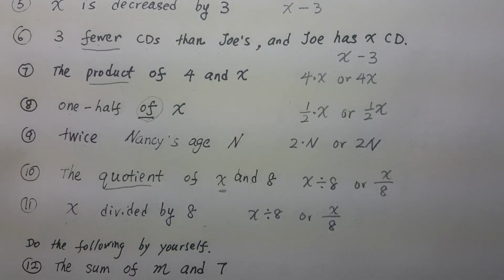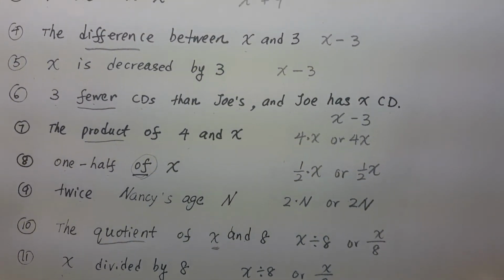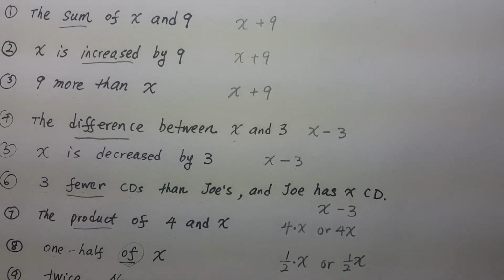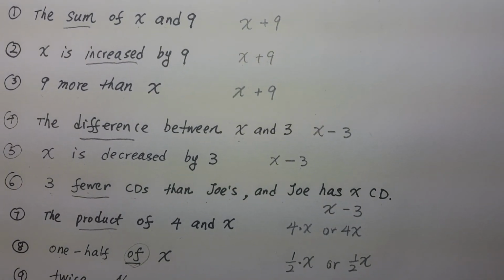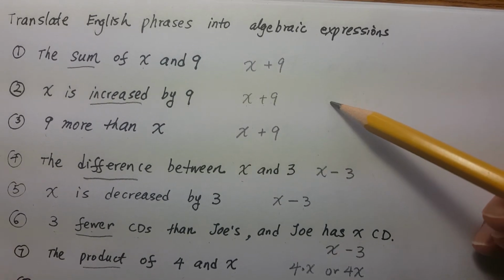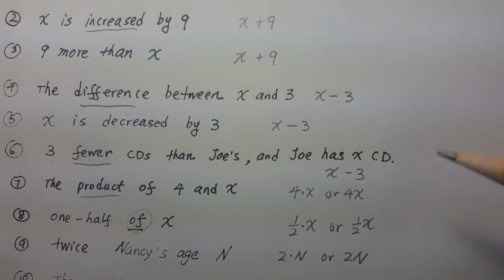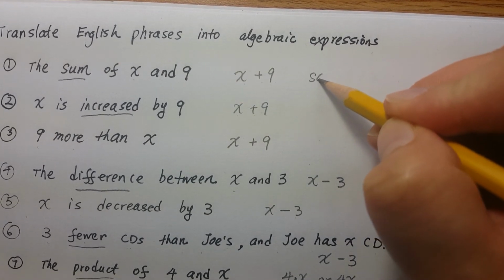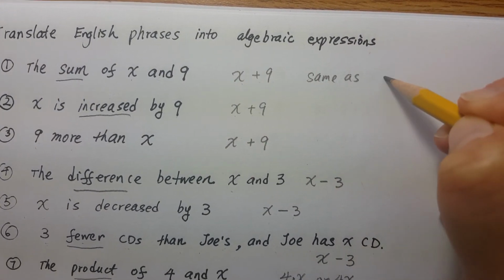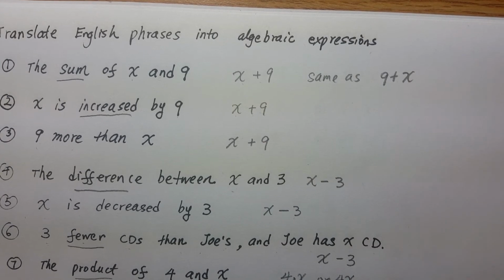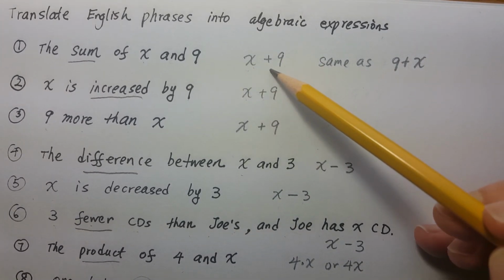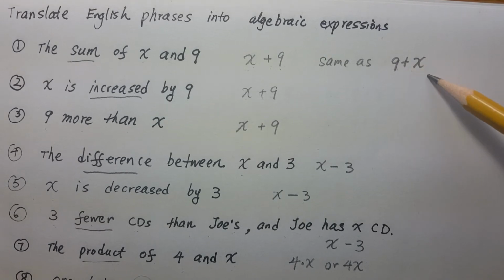Now some people may wonder, can I swap the order? There's only 2 where you can swap the order: addition and multiplication. So x plus 9 is the same thing as 9 plus x. Just for example, if x is 2, 2 plus 9 is the same as 9 plus 2.